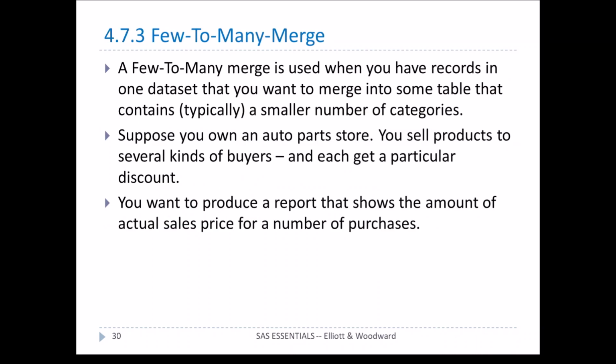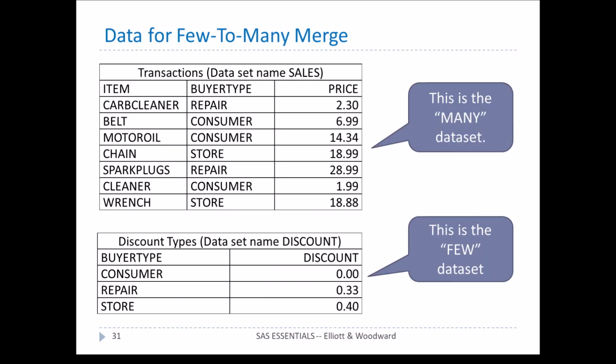Now let's look at a few to many merge. A few to many merge is used when you have records in one data set that you want to merge into some table that typically contains a smaller number of categories. Here's an example. Suppose you have an auto parts store. You sell products to several kinds of buyers, and each type of buyer gets a different discount. You want to produce a report that shows the amount of actual sales price that was charged for a number of purchases.